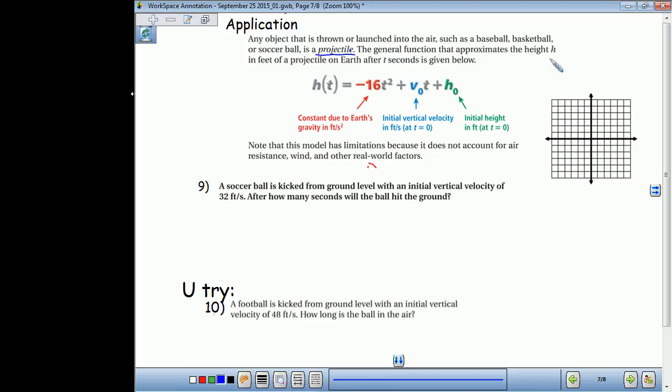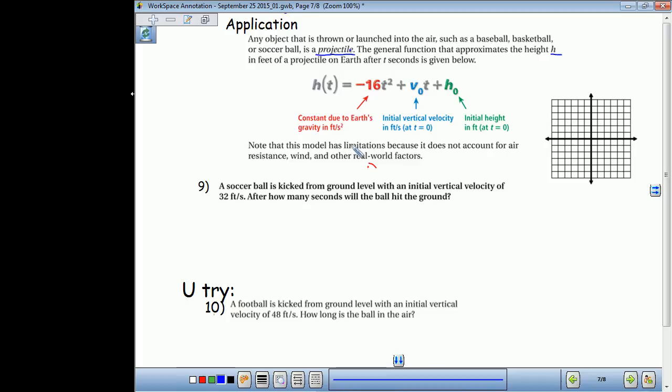Okay? So our general function that approximates the height in feet of a projectile on Earth after t seconds is given below. Now, this is on Earth because this first coefficient is a constant that represents the Earth's gravity. So if we went somewhere else, we have a different pull of gravity, wouldn't we? So this negative 16 feet per second squared is the effect of the pulling of gravity on objects on Earth.